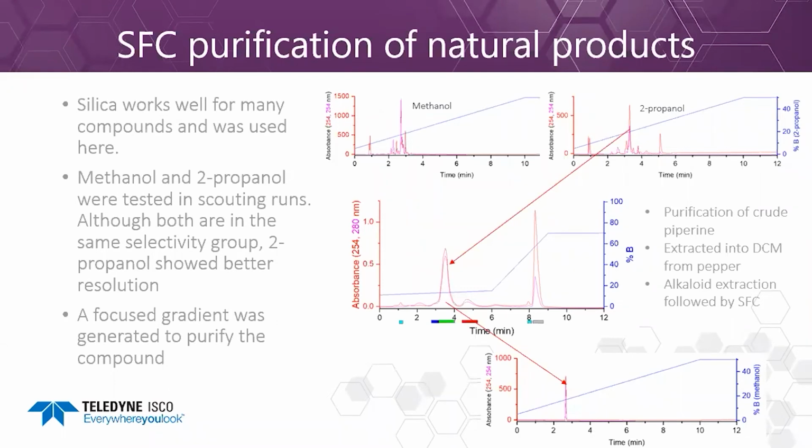After that extraction, I went straight to SFC and I did a column and solvent screen. Over here, it just shows silica gel, and I eluted it with methanol and 2-propanol. And you can see that the 2-propanol shows much better resolution on the scouting gradient than does the methanol, where all of the peaks are clustered together. I then calculated a gradient to generate a focus gradient on the prep SFC. And then I purified the piperine, and it showed up as a single peak on my analytical. It's a very fast run. The purification was effected in about 3 minutes.